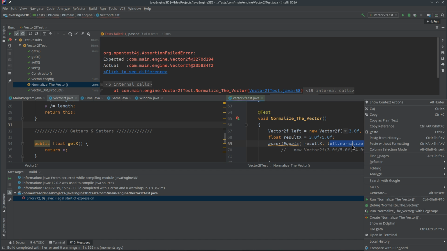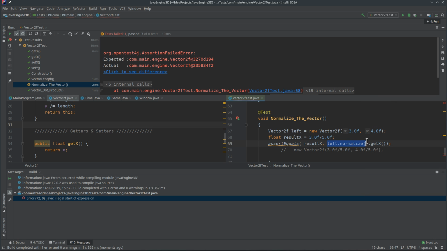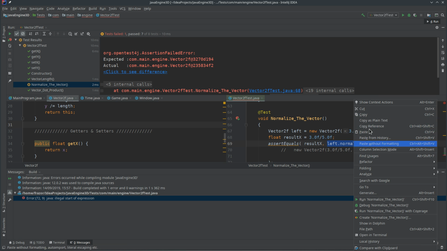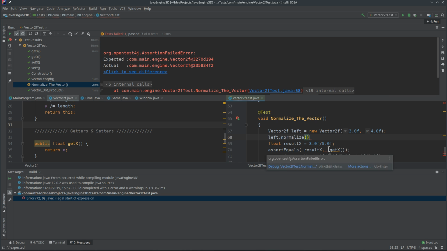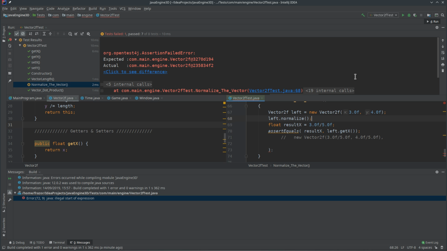So cut you out. So that's the command, testing to normalize. And then all I should need to do is left get x. Should be that. What's with all these semicolons? I don't know. Try that.